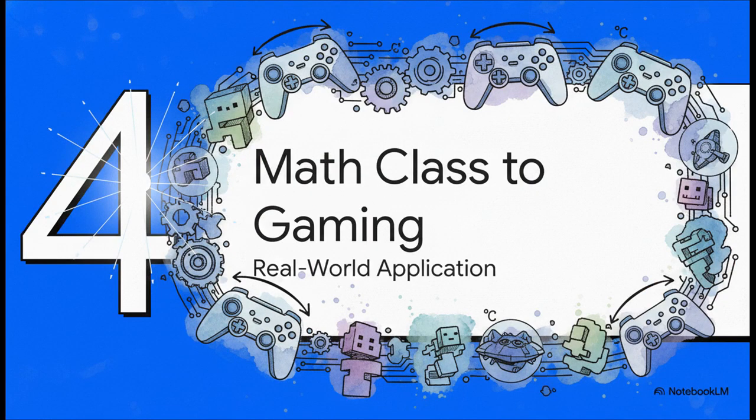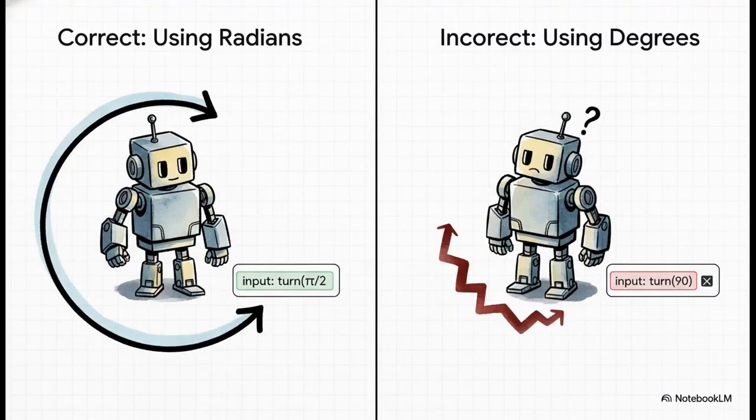So you might be thinking, okay, this is useful for my math test, but am I ever really going to use this? Oh, you have no idea. If you've ever played a video game, you've been using radians the entire time, even if you didn't know it. Think about the biggest game engines out there, like Unity and Unreal. Under the hood, they're not thinking in degrees. All their internal math, the physics, the character movements, the animations, it's all done in radians.